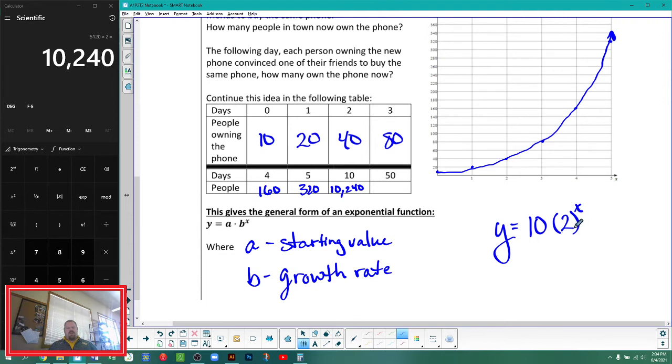Okay, and just to double check that that works out, when x is 0 on day 0, 2 to the 0 power is 1. 10 times 1 is 10. If 2 is being raised to the first power, 2 to the first power is 2. 10 times 2 is 20. So using this, we can actually figure out what it would be after the 50th day.